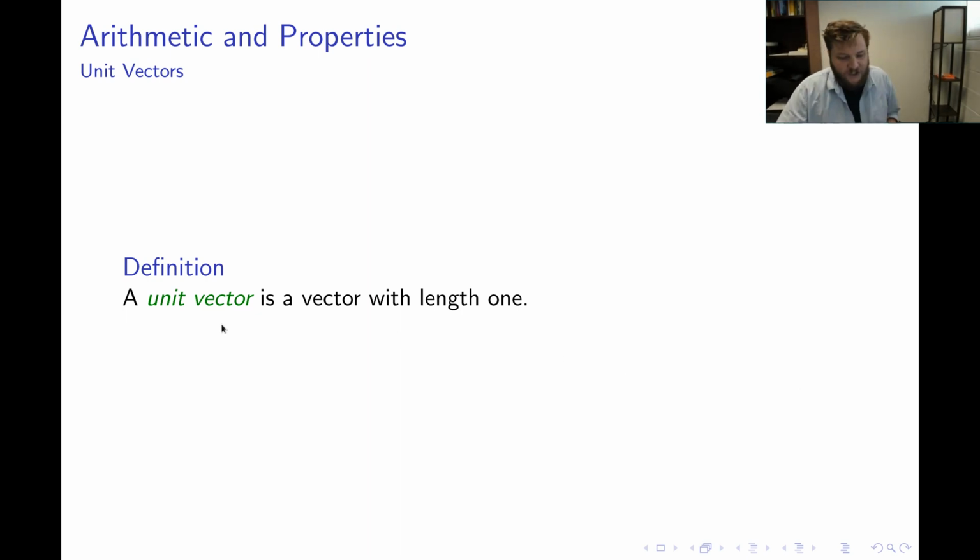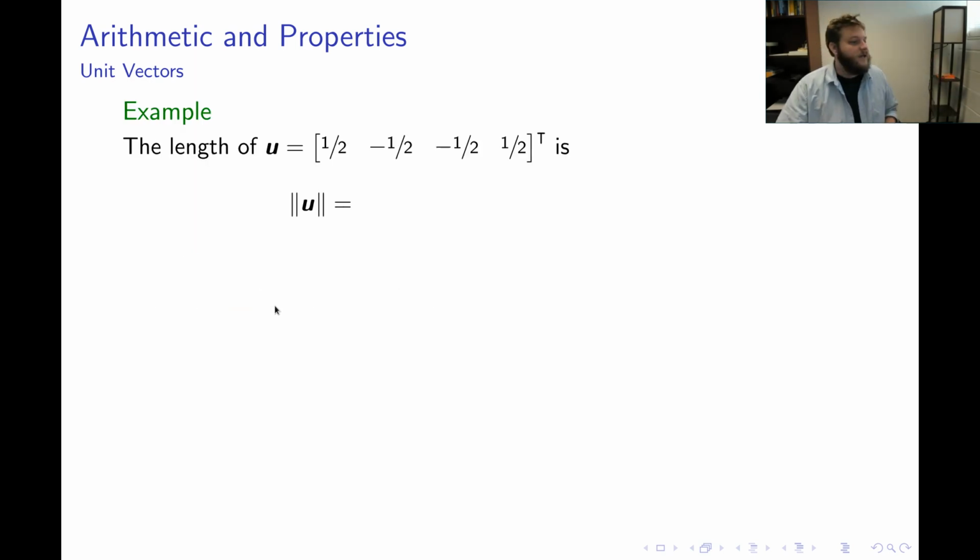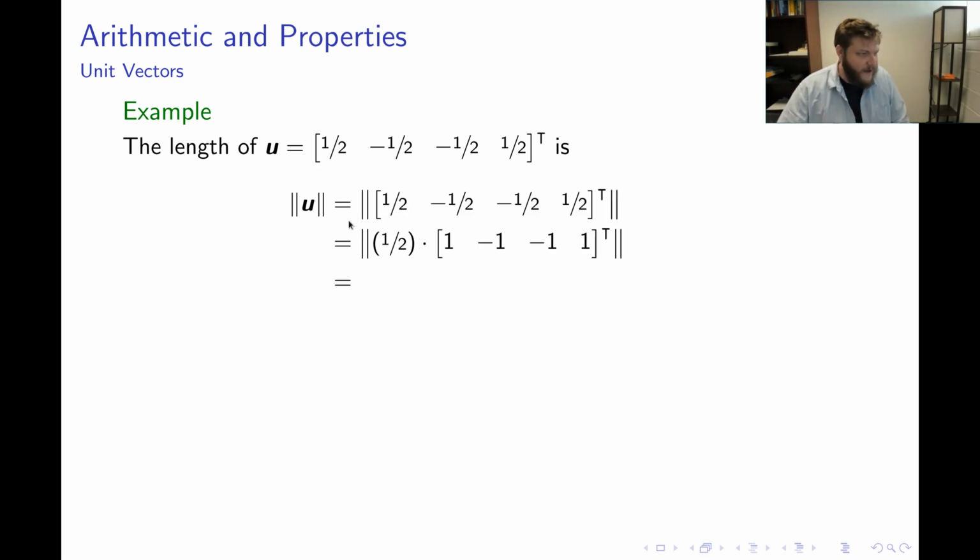One important adjective for us will be this notion of unit vectors. Well, a unit vector is any vector whose length is 1. Here's an example of verifying whether or not a vector is a unit vector. This is the vector u in R4, and the coordinates are 1/2, -1/2, -1/2, 1/2. Well, how would I verify whether or not this is a unit vector? I calculate the length.